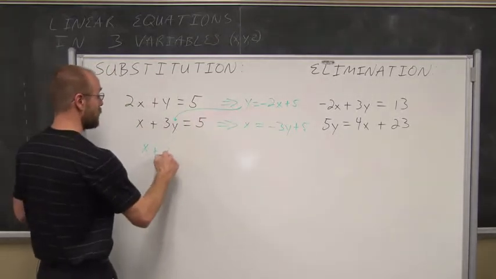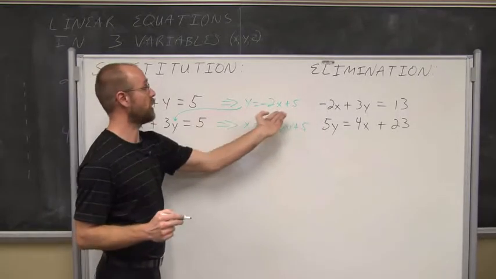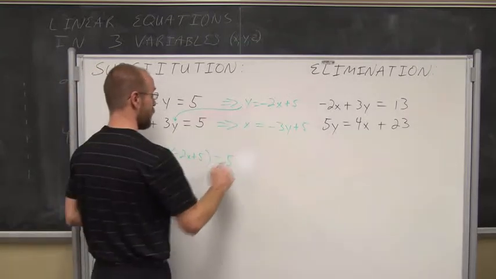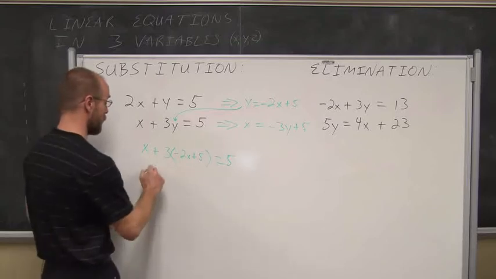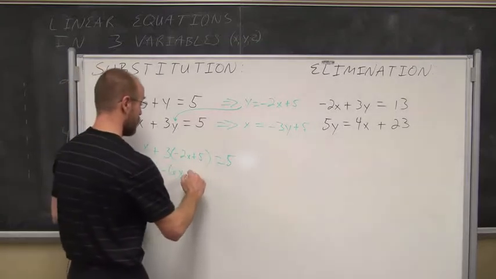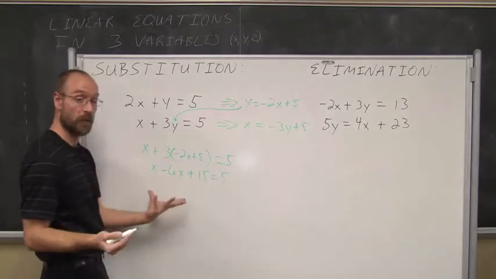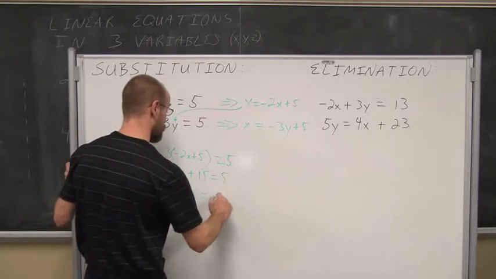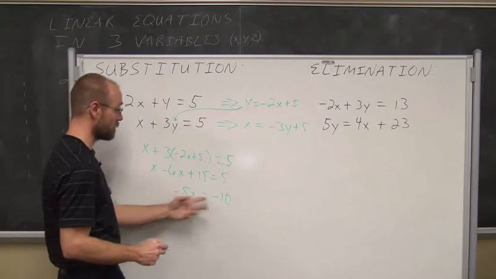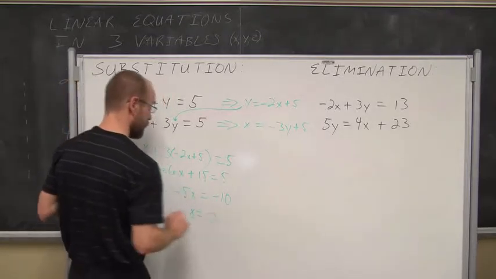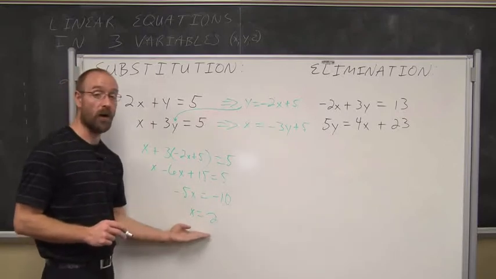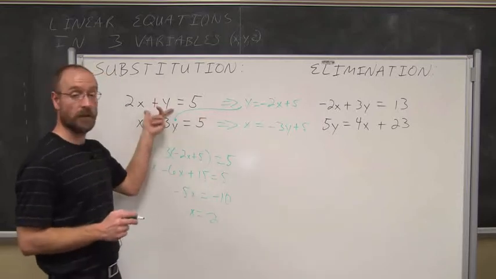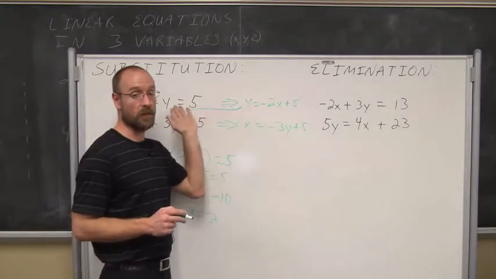Now, x plus 3 times y, well, y is this value that I solved for, negative 2x plus 5, equals 5. And when I do that, I can distribute this, and I get x minus 6x plus 15 equals 5. Do a little bit of simplification, subtract 15 from both sides, combine like terms, negative 5x equals negative 10, and then I can solve for x. x equals positive 2. Now, I've only found one of the values. Let's plug it back in and find the y value. I have an x. Well, I could plug it into this and solve it, but I'm going to plug it into this one because I know these are the same equation.